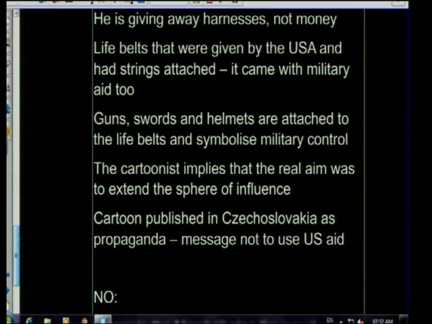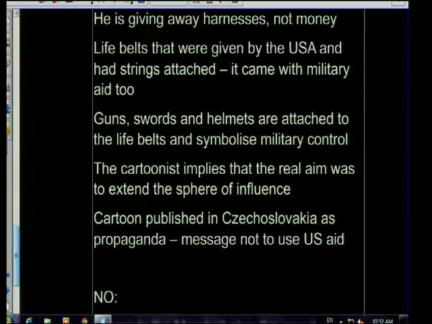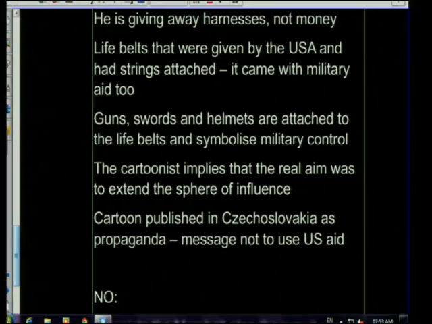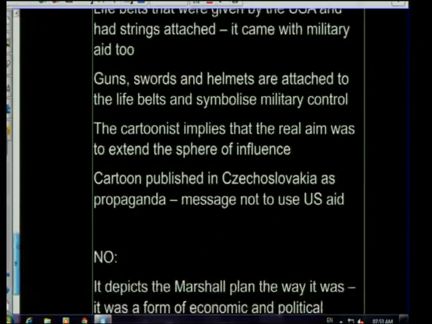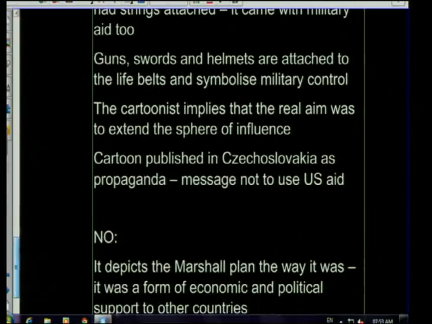The guns and swords and helmets are attached to the life belts, and they symbolize military control, that America wanted to control these countries, not just to give them economic aid. The cartoonist implies that the real aim was to extend the sphere of influence. That is what was behind America's reasons for giving the aid. And then the cartoon was published in Czechoslovakia as a propaganda message not to use US aid.